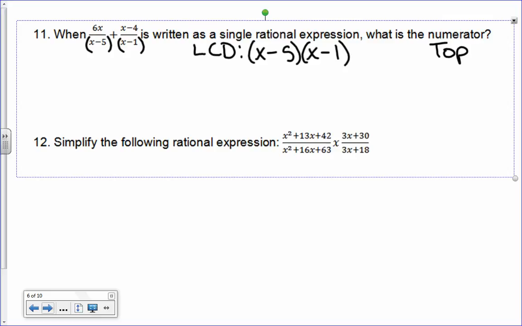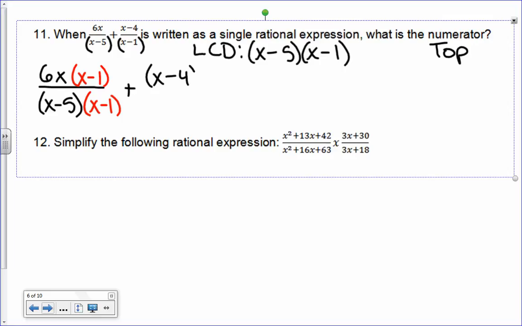All right, so if I write the first fraction, I got 6x over x minus 5. And it's missing the x minus 1, so I put it on the bottom, and I put it on the top. The second fraction is x minus 4 over x minus 1. And I wrote it over there to the right because it's missing the x minus 5. And if I put it on the bottom, I have to put it on the top. So now they have a common denominator. I can add these items together.